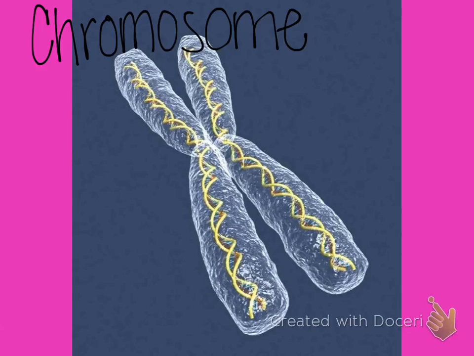This is a chromosome, which is made up of DNA as well as proteins. This is made up of 2 sister chromatids, and these are visible in interphase, phase 1 of mitosis, also known as prophase, and phase 2 of mitosis, also known as metaphase.